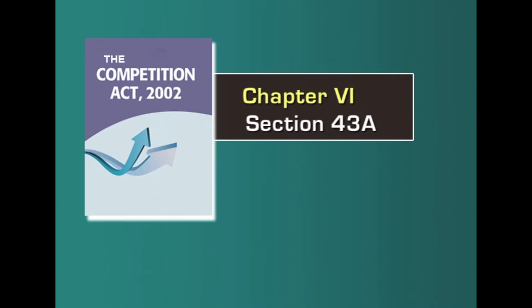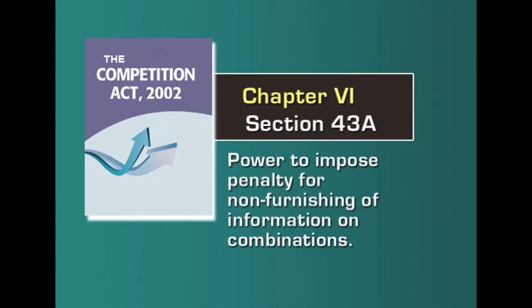Section 43A, there is certain power conferred upon the Commission to impose a penalty for non-furnishing of information on combinations. Sometimes, as I said, the Commission in course of its inquiry or in course of discharging its duties or suo motu may feel certain combinations are acting anti-competitive, and it may call upon them to supply certain information. And if such information is not provided, then 43A comes into play, confers a power upon the Competition Commission to impose a penalty on such combination which fail to provide the information.